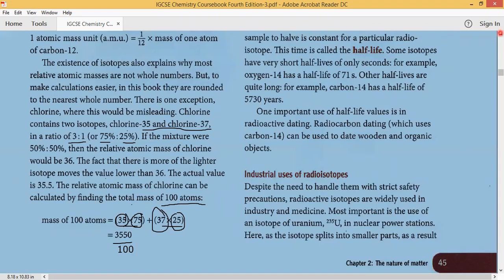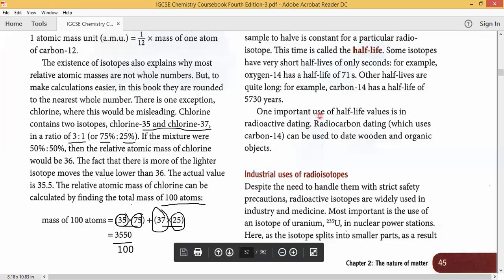If you look at the top of this page, page 45, you'll find the same answer, 35.5, for the relative atomic mass of chlorine. So that's how we add all the masses according to the natural abundances of all the isotopes that we find naturally for any atom. Hence, we are capable of writing a single number in the periodic table.